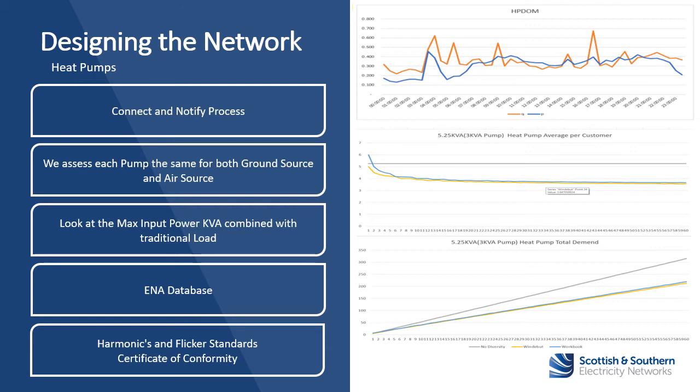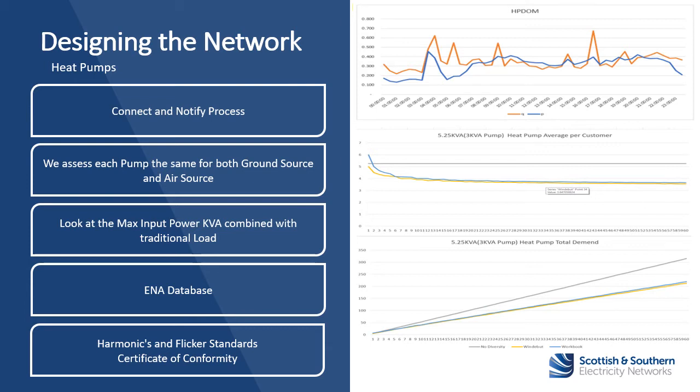What we've also done is develop and add a heat pump profile into our modeling software, which you can see at the top right hand corner of the slide. That profile has come straight out of ENA's documents P5. The next two graphs demonstrate the diversity this then produces over the network, depending on the number of customers. The grey lines are the non-diversified lines, and you can see on the bottom graph how much of a difference diversity makes.